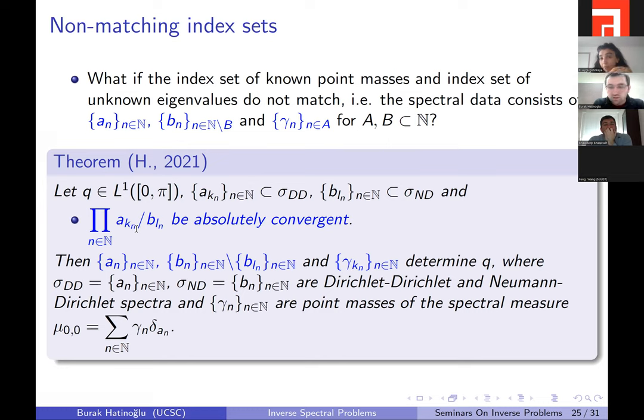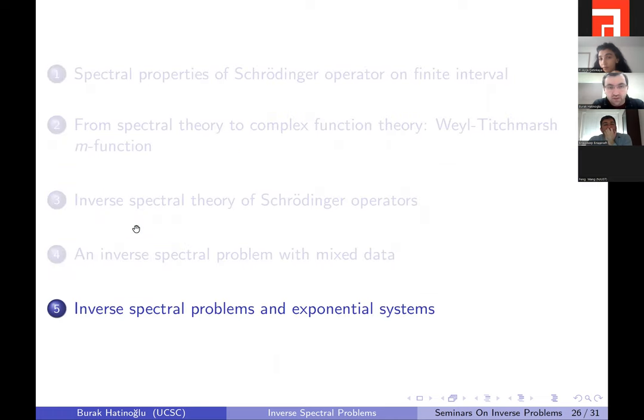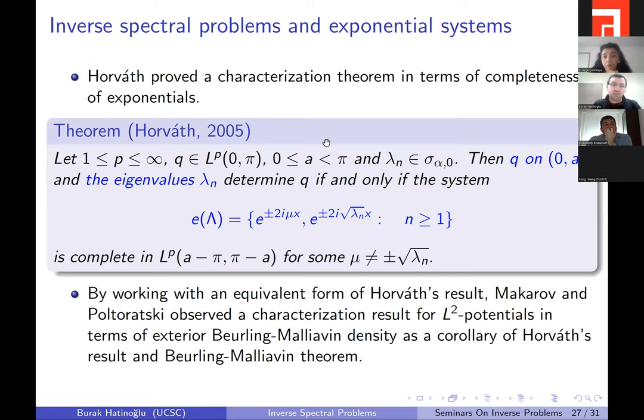And actually from that perspective, the most remarkable result was due to Horváth, which makes the connection between exponential systems and inverse spectral problems, which also allows the connection with one of the deep results of harmonic analysis. And in 2005, Horváth proved the following result, and this was published in Annals of Mathematics. So he considered some potential, which is in L^p, not necessarily L^1. And again, he considered some constant between zero and pi. And here, lambda n will be some eigenvalues from this given spectrum. And then he obtained the following characterization result.